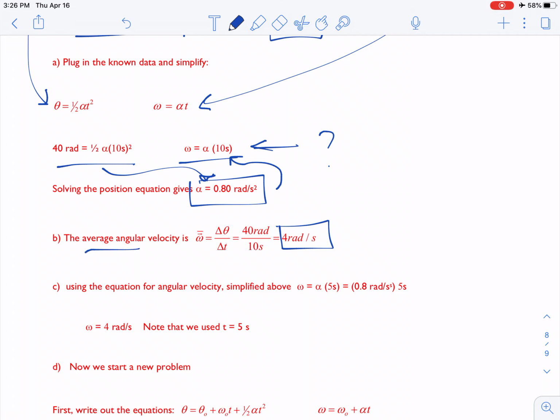They're asking for the average. The average equation is what? Delta theta over delta t. Use that to get that, okay? And I'm going to continue in the next video.